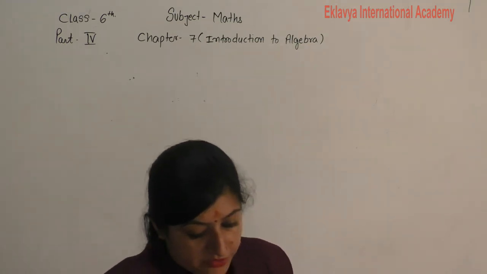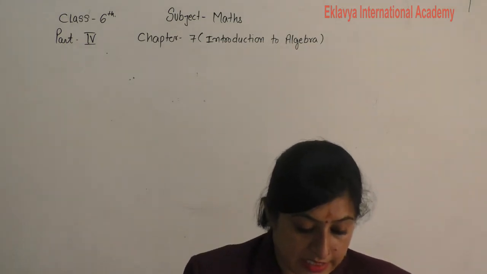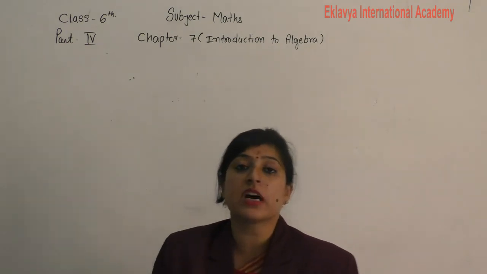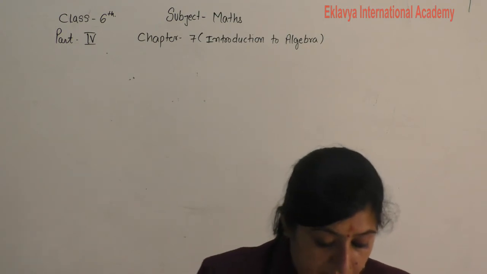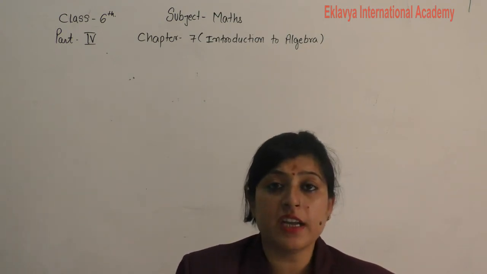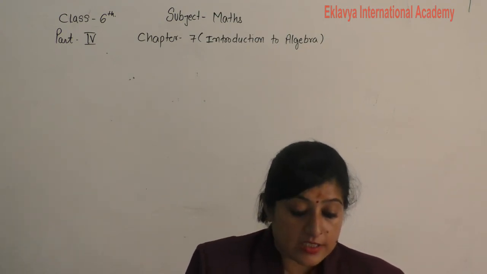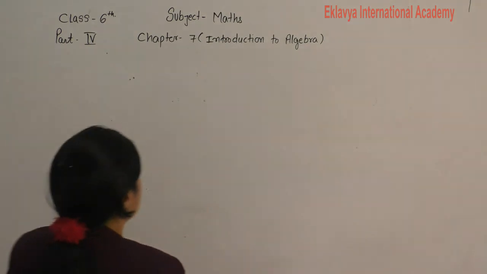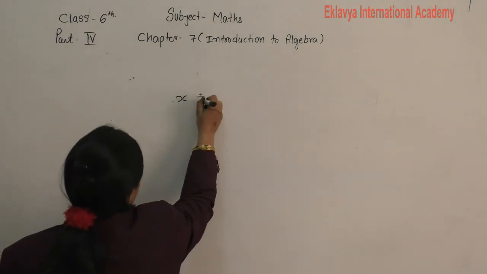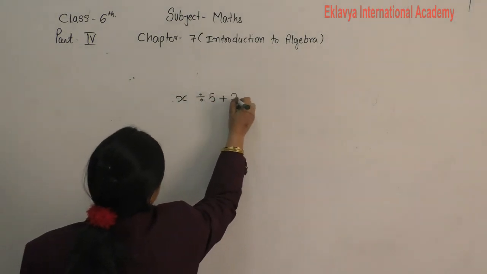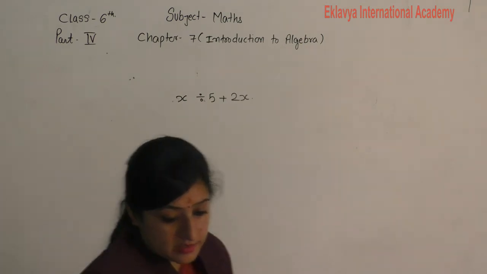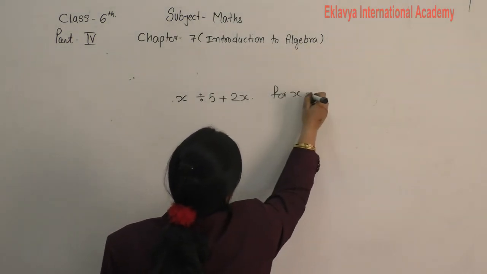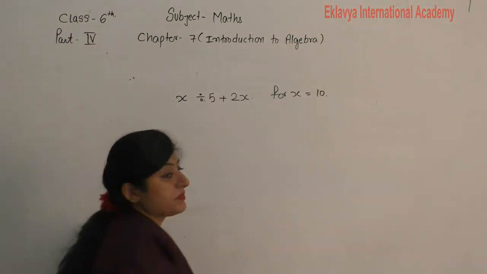The value of a square plus 2a minus 3 for a is equal to 2 is the same thing, that we put the value of a, then we find out the value of this given expression. Question number 6c, evaluate x divided by 5 plus 2x for x is equal to 10.